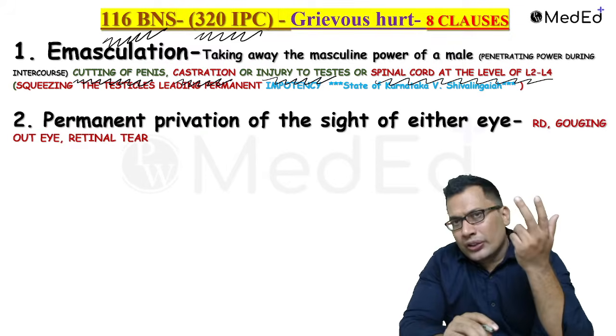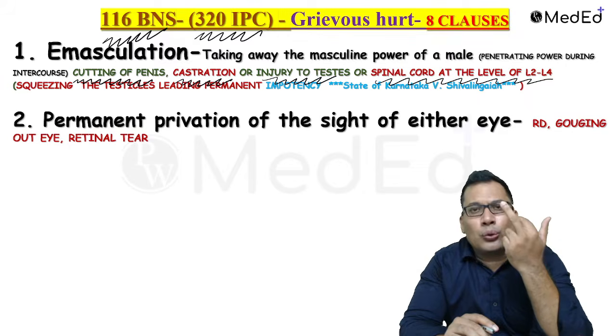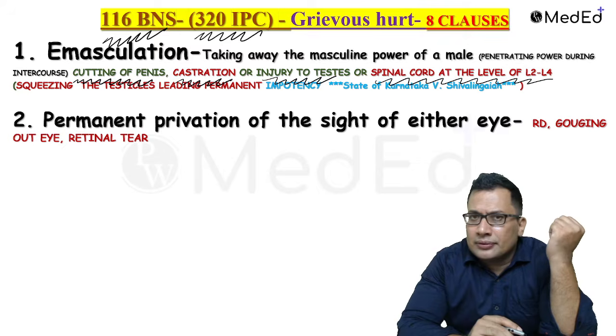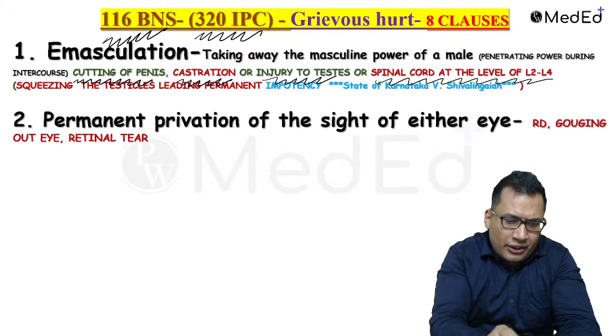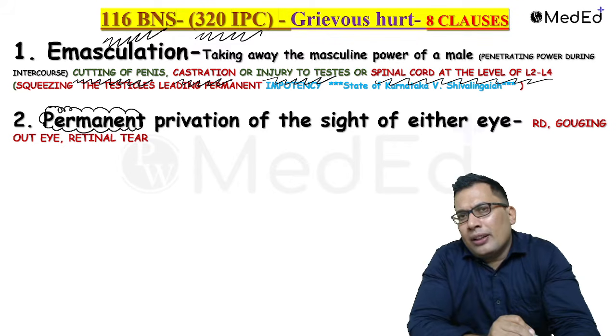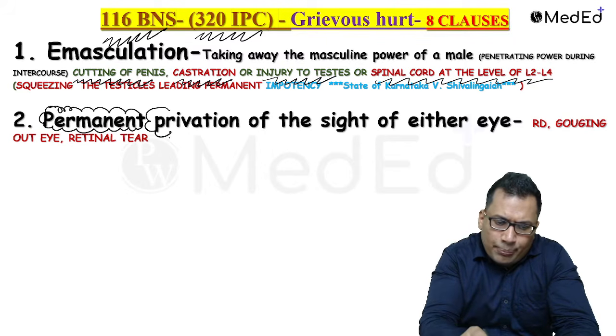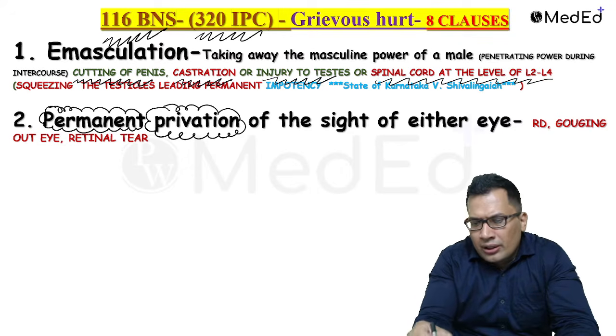Then the second clause, related to the eye: permanent privation of sight of either eye. So it's a permanent privation. This word is important. It's not temporary, it's permanent. It can be partial loss, it can be complete loss. Privation means loss. Sight of either eye.